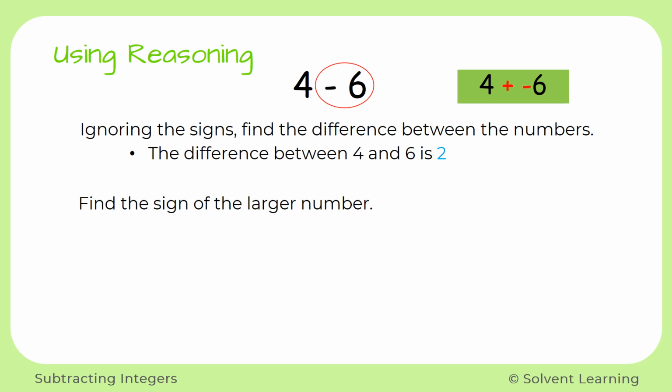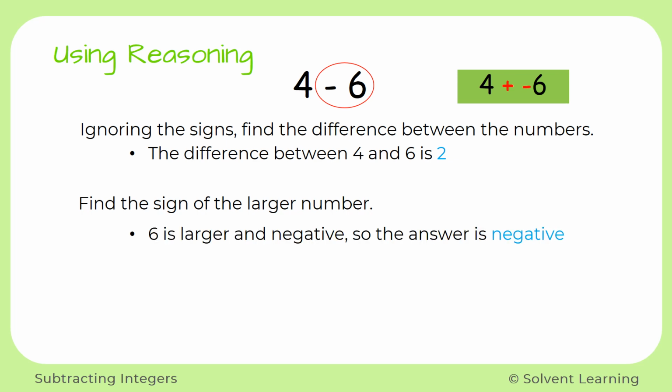Or if you don't want to go through writing out that step, you can look at the original problem and just look at the symbol that's to the left of the larger number. So 6 is larger, and the symbol in front of it, to the left of it, is subtraction. And we can just treat that subtraction sign as a negative. So whichever way you decide to look at the problem, we can still see that the 6 needs to be treated as if it's negative. So since the larger number is 6 and it is negative, our answer is also going to be negative. So our final answer, once again, is negative 2.